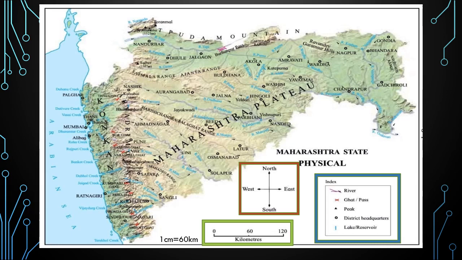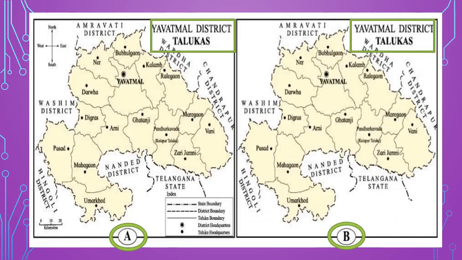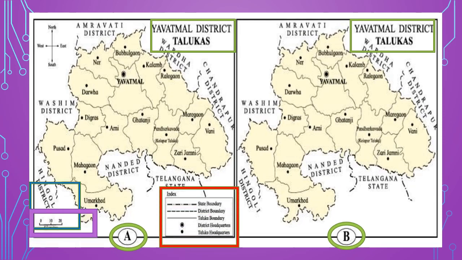Thematic maps are those which have themes or titles. So what is the title of this map? Yes, it is Maharashtra State Physical. There are two maps given here. Can you identify which is the incomplete map? You are correct. Map B is incomplete as the map doesn't have the scale, index and direction mentioned in it.